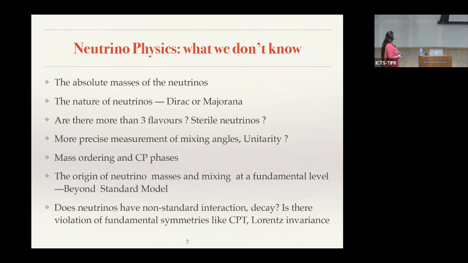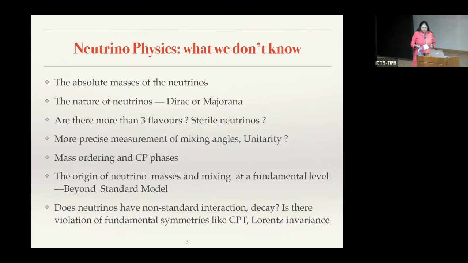Now, what we don't know about neutrino properties: first of all, oscillation experiments give us the mass splittings. We don't know the absolute masses. We don't know the nature of neutrinos, that is whether they are Dirac or Majorana. Are there more than 3 flavors? For instance, if there are sterile neutrinos, we need more precise measurement of mixing angles. Can we test unitarity of the U_PMNS? Then mass ordering and CP phases.